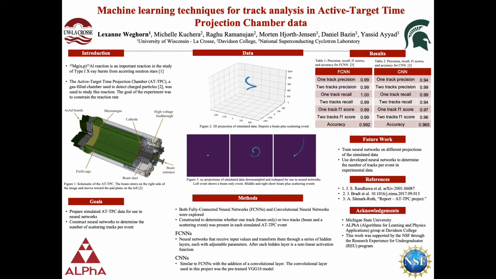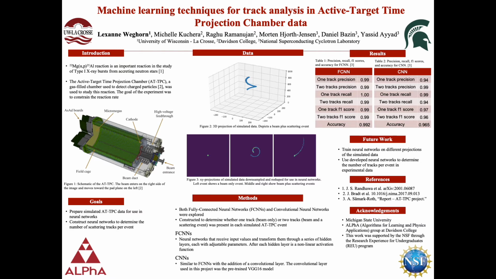Each event in my data showed either just the beam within the chamber, which was considered to be one track, or both the beam and a single scattering event, which was considered two tracks. The goal was to train the neural networks to determine whether one or two tracks was visible in each image.